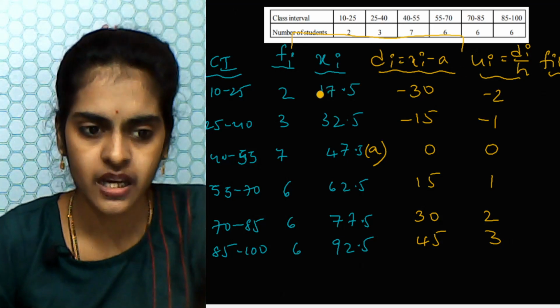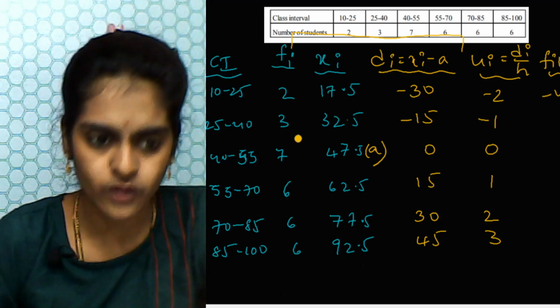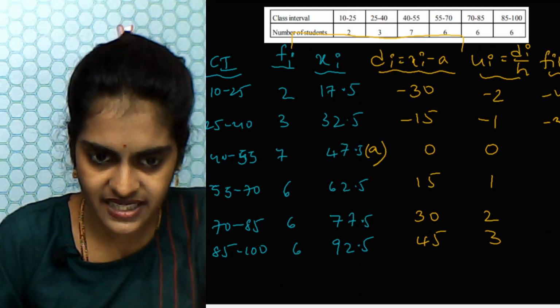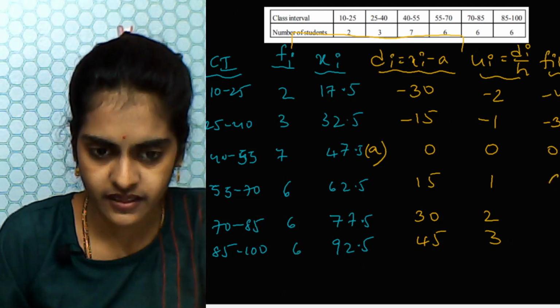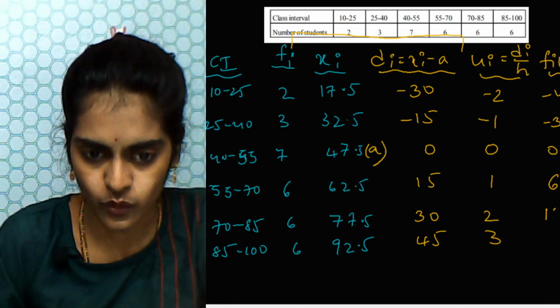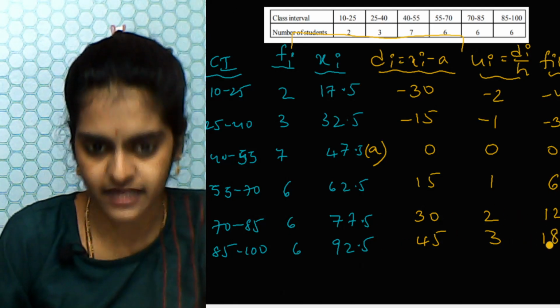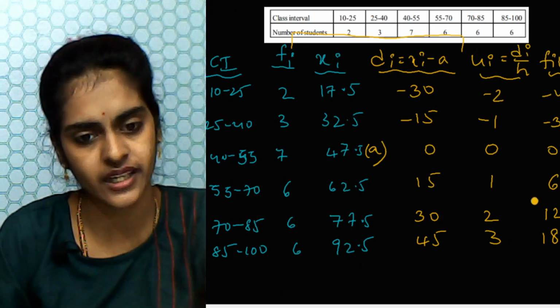Let me write it here. 2 into minus 2 is minus 4. 3 into minus 1 is minus 3. 7 into 0 is 0. 6 into 1 is 6. 6 into 2 is 12. 6 into 3 is 18. Okay, simple fiui you are calculating.